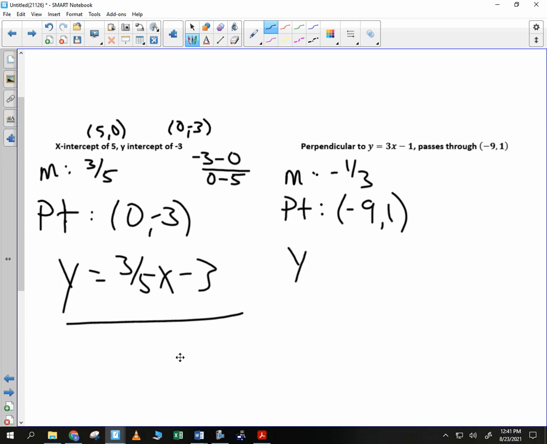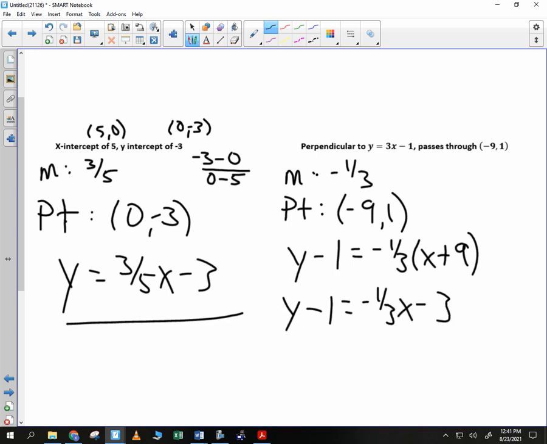y minus y1 is equal to m times x minus x1. We distribute the -1/3. y minus 1 is equal to -1/3 x minus 3. Add the 1. y is equal to -1/3 x minus dos, which is Spanish for 2. Are we all good?